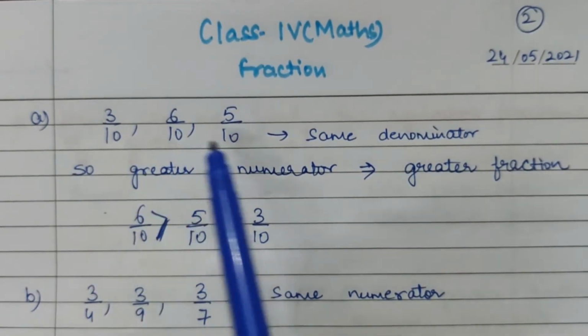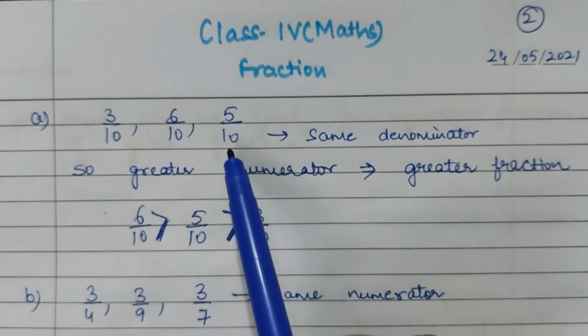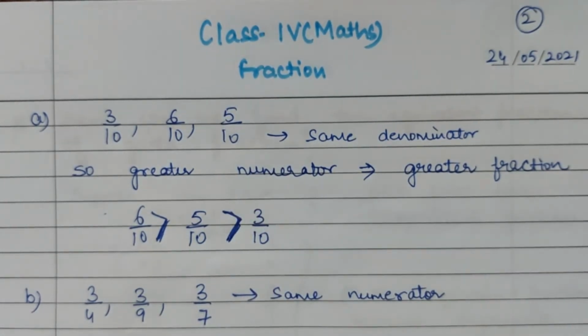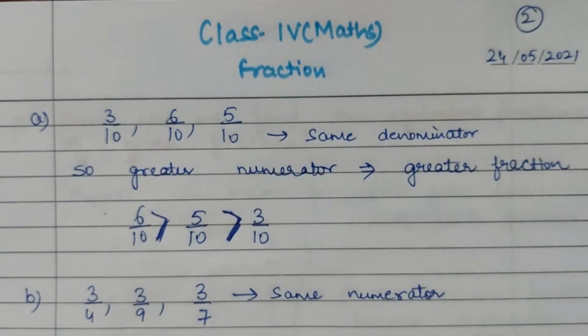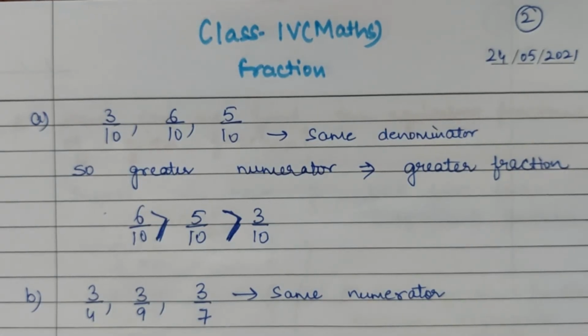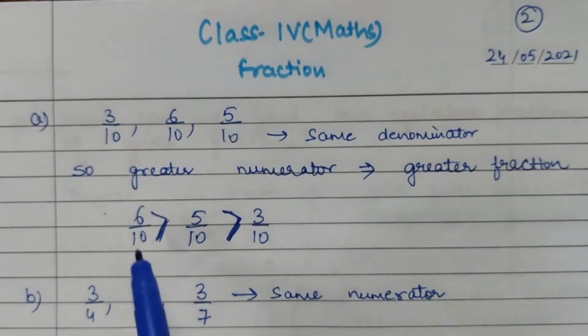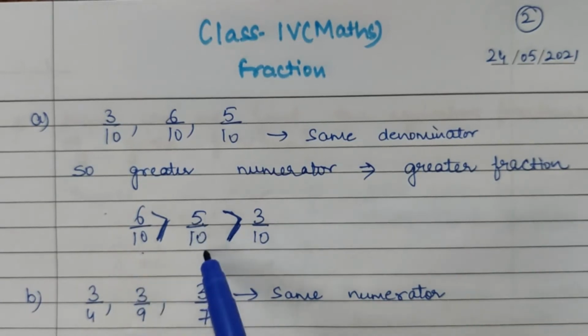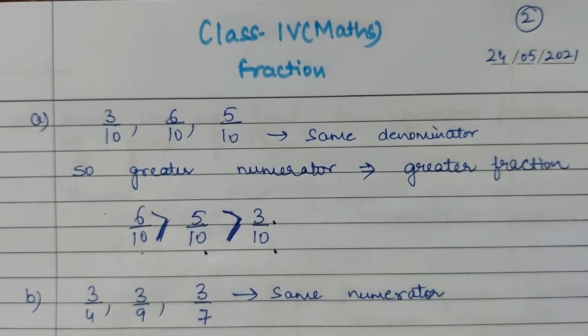We have to arrange these fractions in descending order. Descending order means bigger to smaller. So now see very carefully, all the fractions have the same denominator. So we will see the numerators. And the bigger the numerator, the bigger the fraction. So 6 by 10, 5 by 10, and in the last 3 by 10.